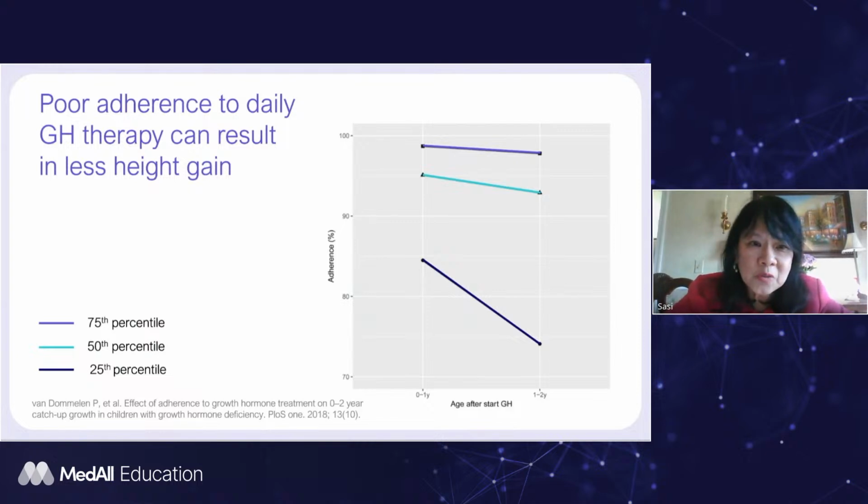So why do we need to develop long-acting growth hormone? We know that giving daily injections can be difficult, a high burden for patients and families, and that can result in poor adherence. And this correlates with the growth outcome. We found that those with low adherence to daily growth hormone injections tend to have lower height percentile, correlating with the percent of adherence.